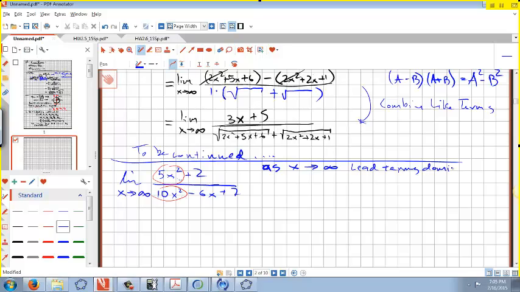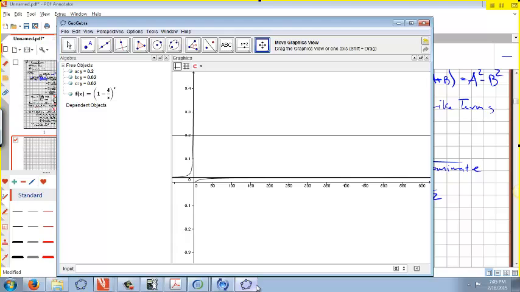dominate. And really what happens is this becomes the same as the limit if we were just looking at the most important, most powerful terms in the front: 5x squared over 10x squared. If you simplify this down, it equals 1/2. The limit as x goes to infinity is 1/2, that's what this thing has a limit of.